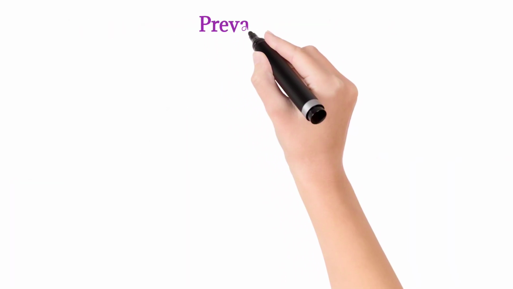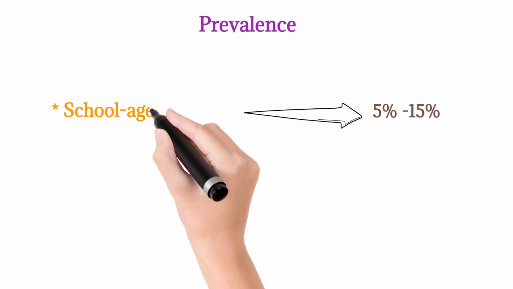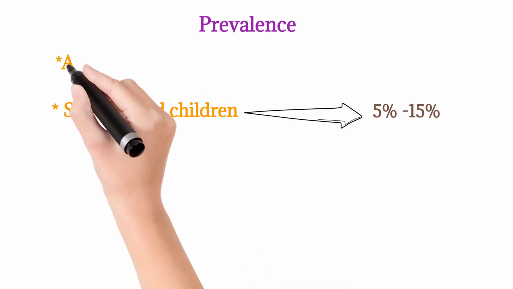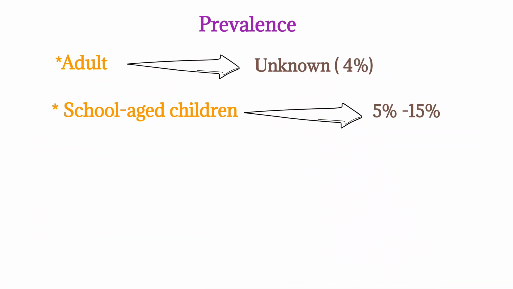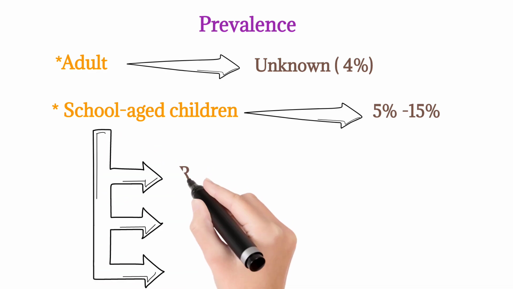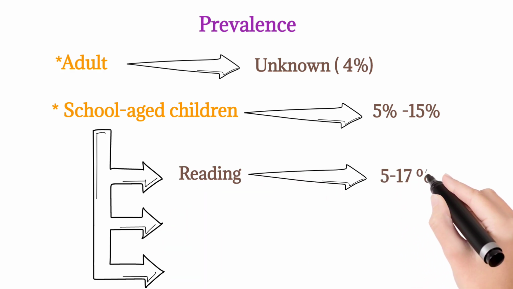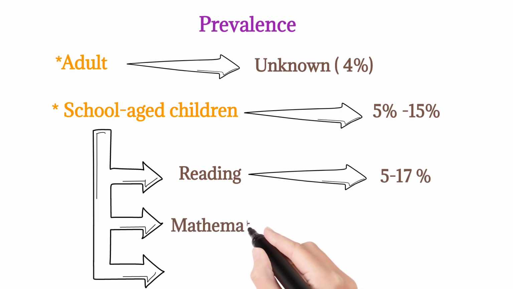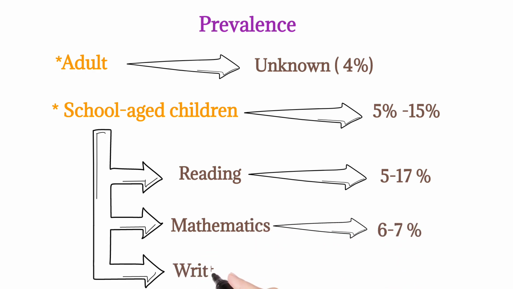The prevalence of developmental learning disorder across all areas of impairment, that is reading, written expression and mathematics, is estimated to affect between 5 and 15% of school-age children. Prevalence in adulthood is unknown, but it is estimated at approximately 4%. The prevalence for specific academic areas among school-age children is variable. For instance, for reading it is 5 to 17%, mathematics 6 to 7%, and written expression about 7 to 15%. Developmental learning disorder is more common among boys.